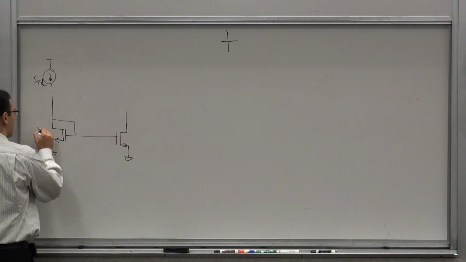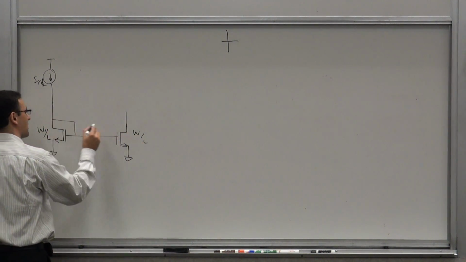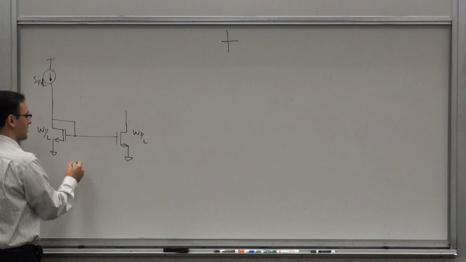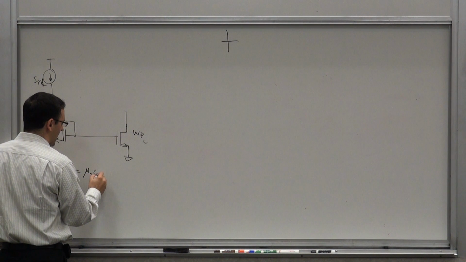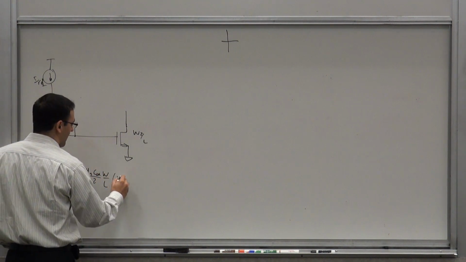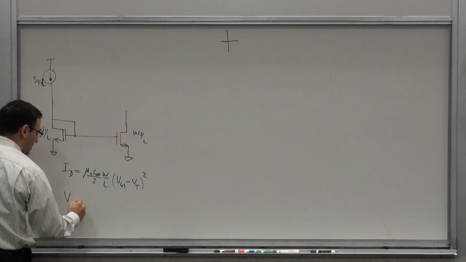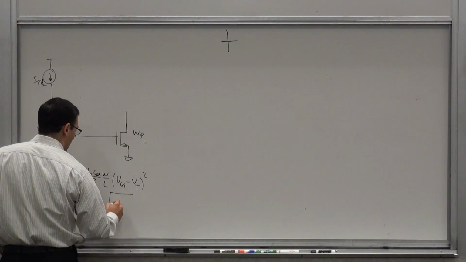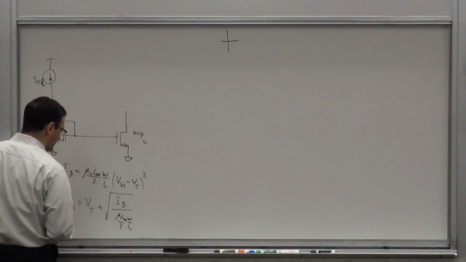If you could control the ratio of W over L of this device and W over L of that device, so if you make these W1 and W2, you could make the ratio of the currents the ratio of W1 and W2. The main reason was that they shared the same VGS. If you look at the equation for ID, it is mu n Cox over 2, W over L, (VGS minus VT) squared. If you solve for VGS, you see that VGS is VT plus the square root of ID over mu n Cox over 2, W over L.